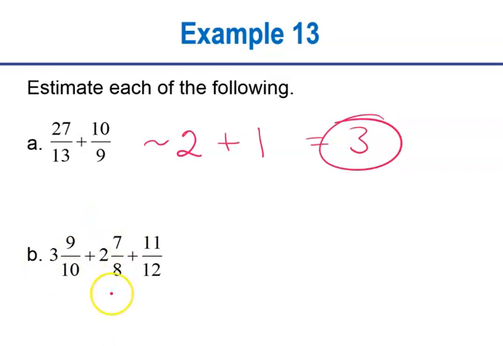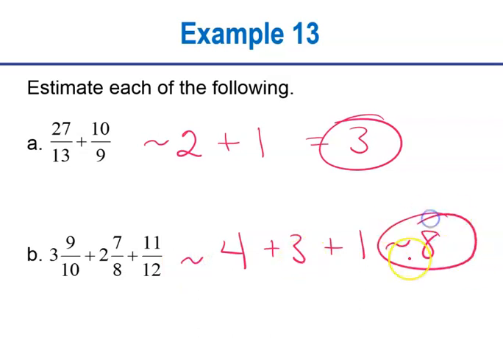Let's try the one down here. 3 and 9/10. Well, 9/10 is almost 10/10. So 3 and 9/10 together is about 4-ish. 2 and 7/8. Well, 8/8 is 1. And then we have this 2, so that's about 3. And then 11/12 is nearly 12/12. So that's 1. And then again, all this is an approximation. 4 plus 3 is 7 plus 1. It's about 8. Okay? Let's see the way they handled it.